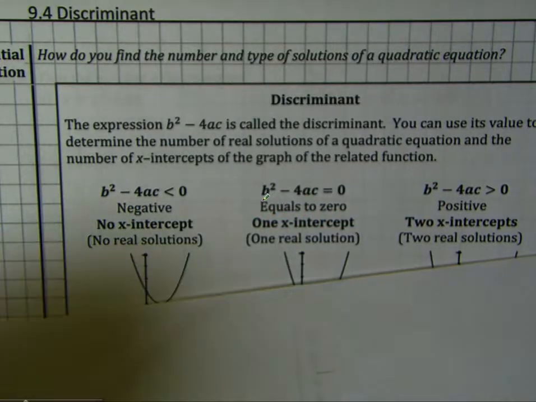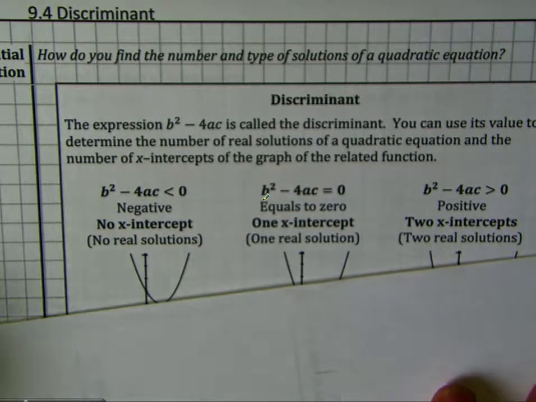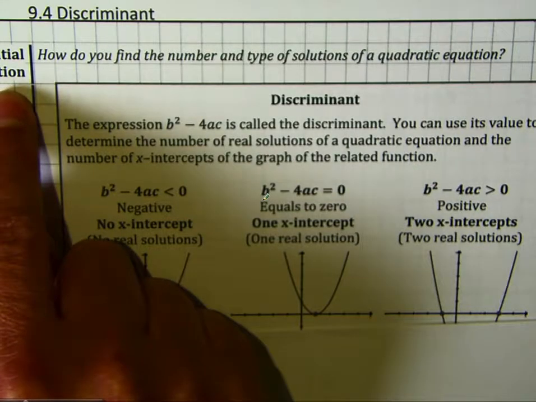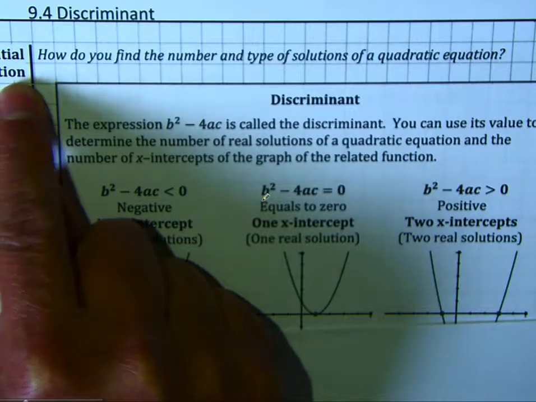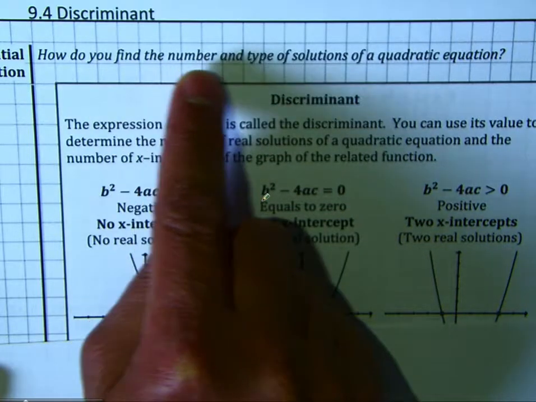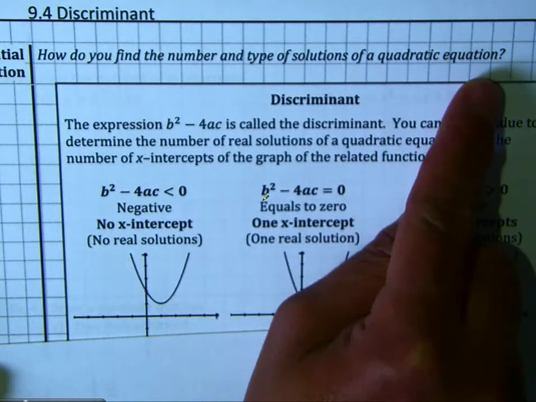Good morning. Today we are going to cover section 9.4. On section 9.4, we are covering the discriminant. Your essential question, make sure to copy it down. How do you find the number and the type of solutions of a quadratic equation?